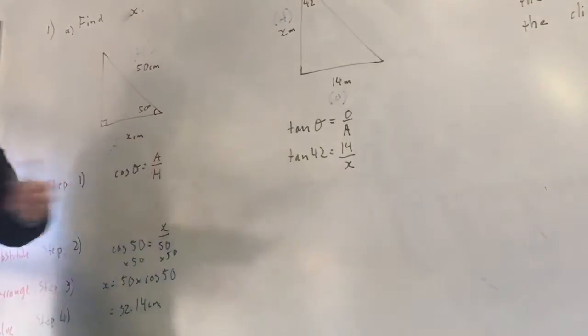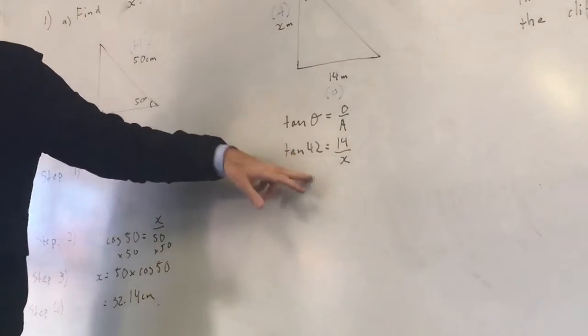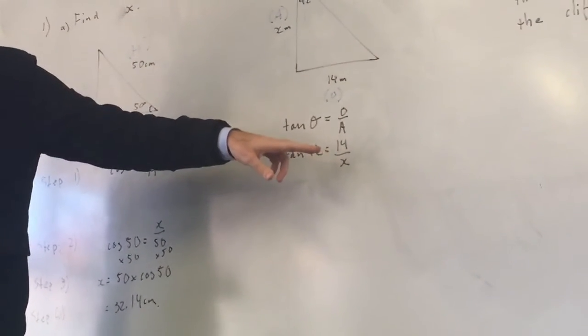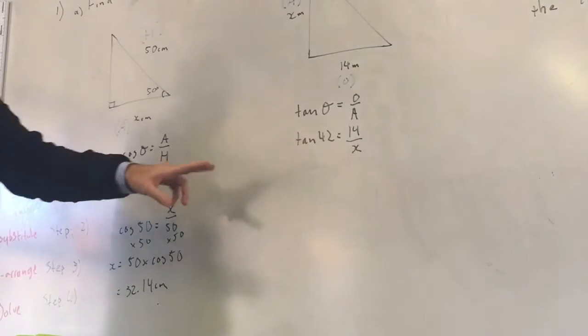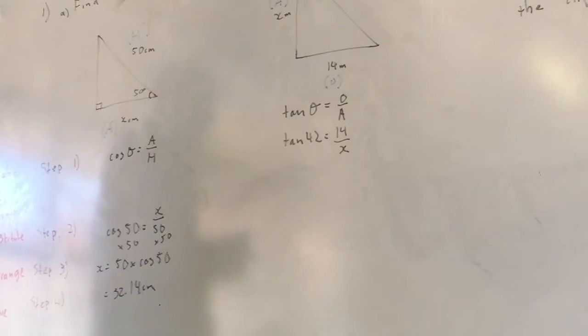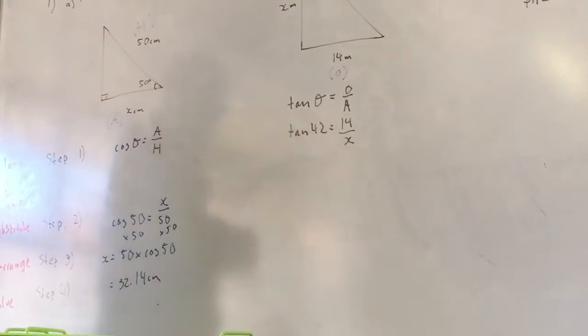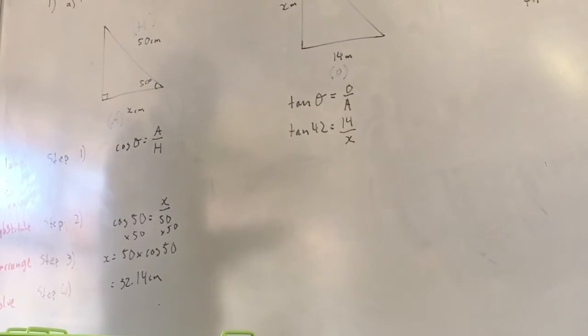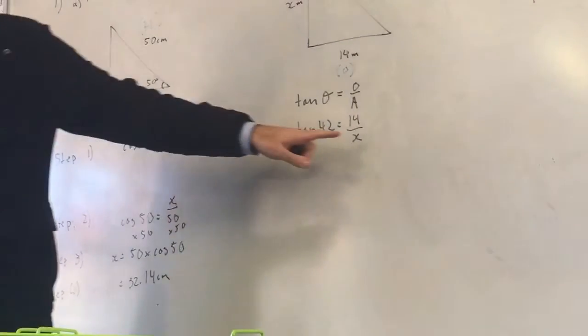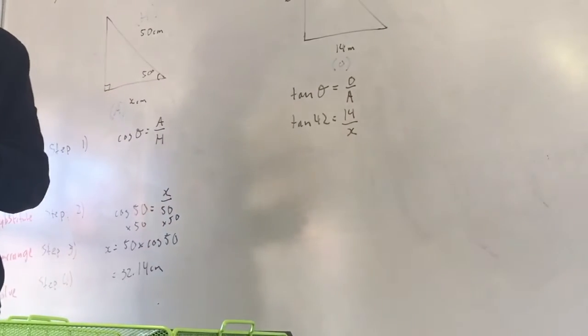So what's the process, do we think, for rearranging this when the unknown's at the bottom? Anyone reckon they could share with us what we might do instead of multiplying both sides by, in this case, 50? What might we do instead? What might we do now to rearrange this for x? Go on, Mitch, yeah.